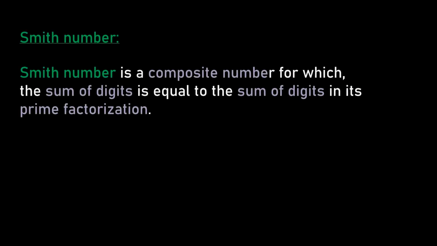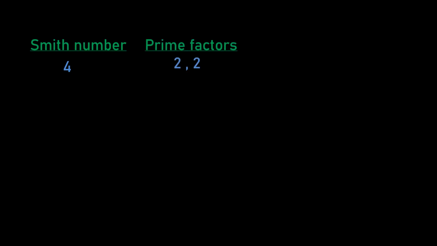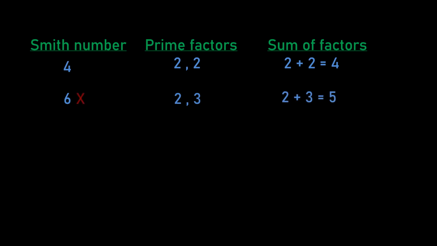A Smith number is a composite number for which the sum of digits is equal to the sum of digits in its prime factorization. For example, 4 is a Smith number because the prime factors of 4 are 2 and 2. So the sum of those prime factors will be 4, which matches the actual number. Let's take another example, 6, whose prime factors are 2 and 3, and the sum of those 2 and 3 will be 5, which is not equal to 6. So 6 is not a Smith number. So this is all about a Smith number.